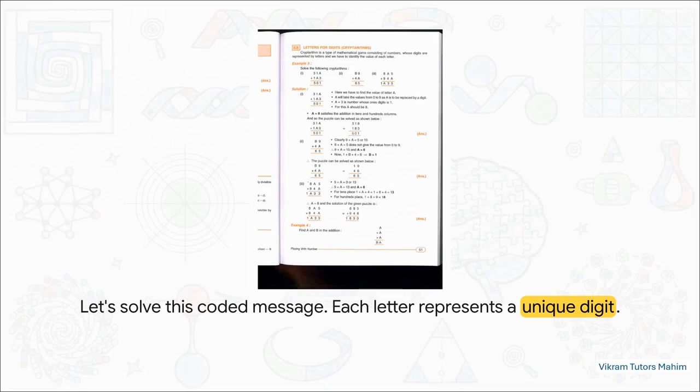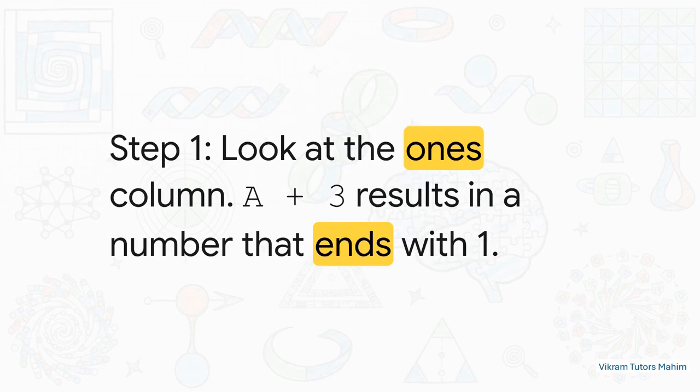We have 31a plus 1a3 equals 501. We need to find the value of a. So, where on earth do we start? Well, with puzzles like this, you always want to start where you have the most clues. And that's almost always the far right column, the ones column. Let's look at it. We see that whatever a is, when you add 3 to it, you get an answer that ends in the digit 1.